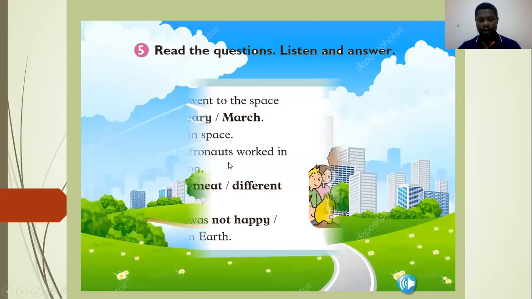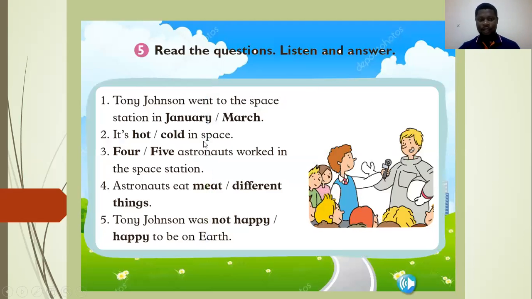Now let's move to this slide. Here, read the question, listen, and answer. And we are going to read the activity about Johnson, who traveled to space, and circle the correct answer. We are going to listen and circle the correct answer.